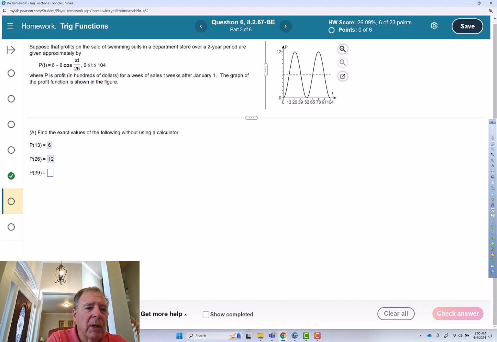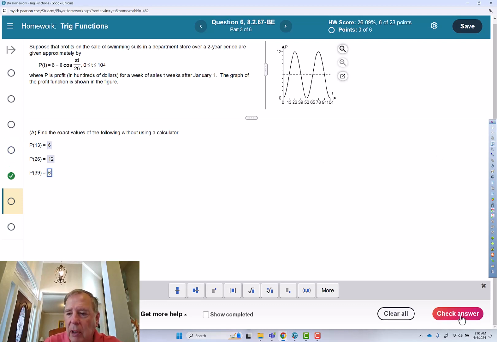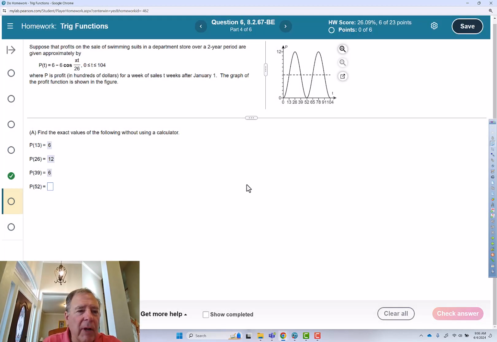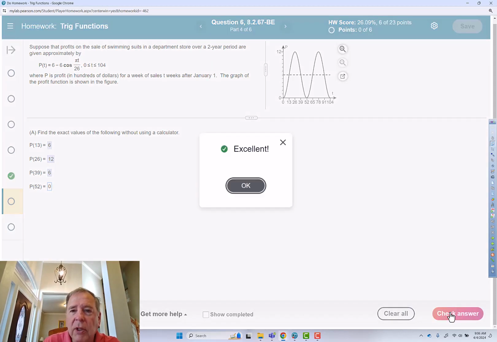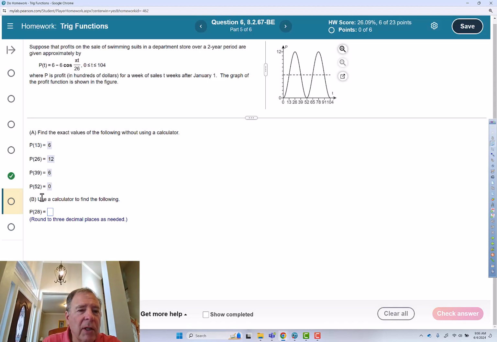Well done. P at 39. Just looking at the graph, it's 6 again. I'm not going to go through the actual evaluation. P at 52. That's right at the end of the year, January 1st of the second year, so I'm not selling a whole lot of bathing suits. So 0, excellent. Use a calculator to find the following. P at 28, round to 3 decimal places as needed.